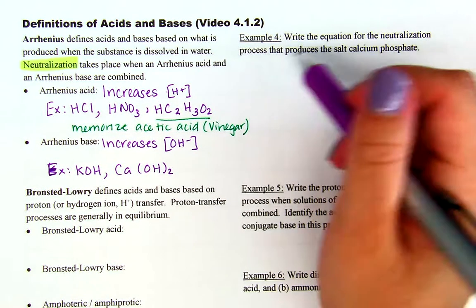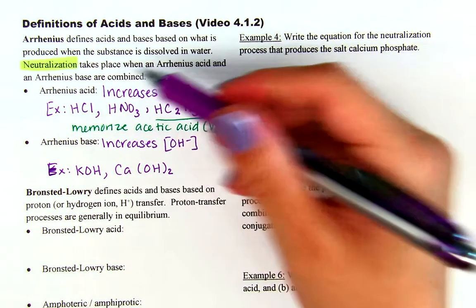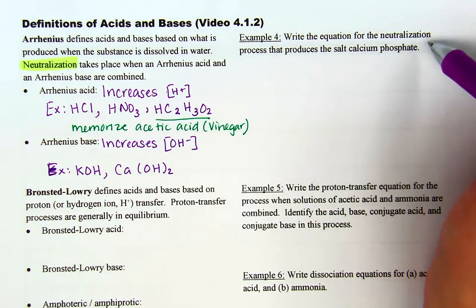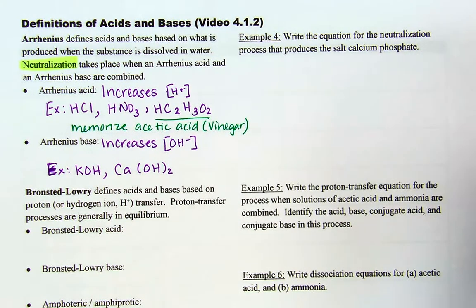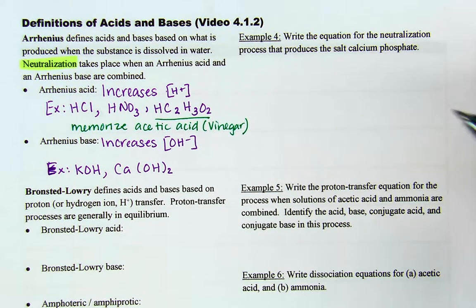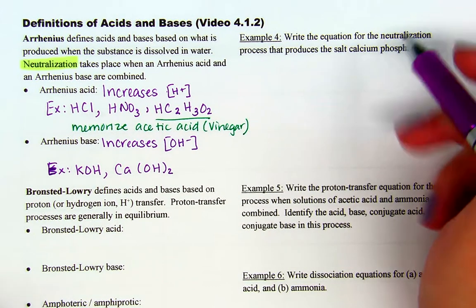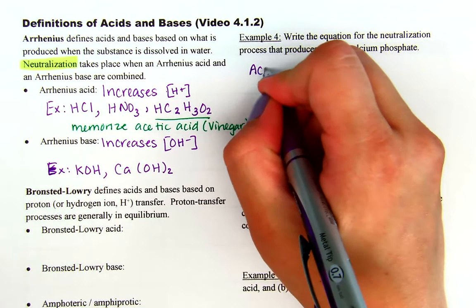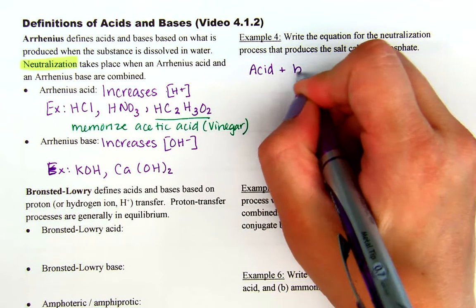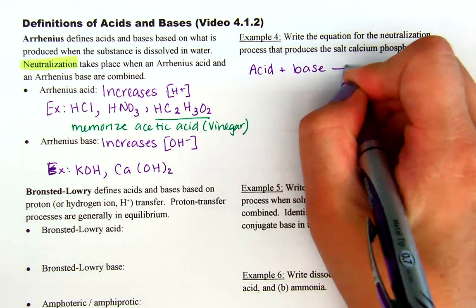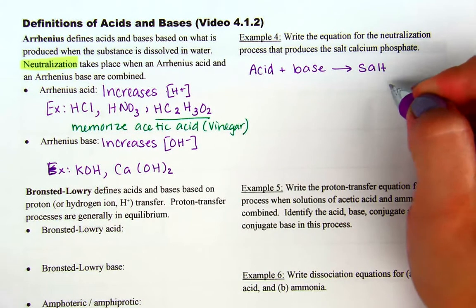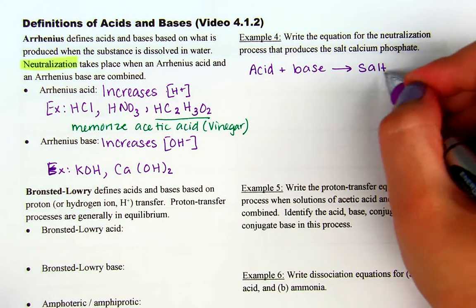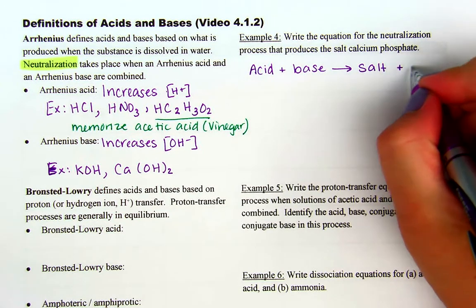Okay, so looking at an example that talks about neutralization here. Write the equation for the neutralization process that produces the salt calcium phosphate. So we can choose any acid and any base that are going to neutralize each other and produce calcium phosphate. So first thing to know is that an acid plus a base will always produce some salt. And of course, the salt doesn't just refer to NaCl. A salt is any ionic compound, plus water.